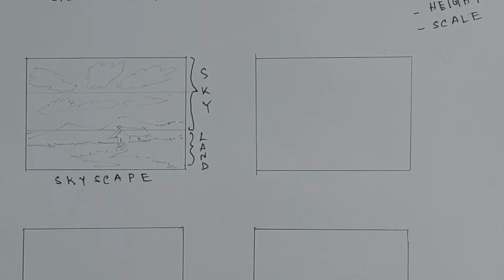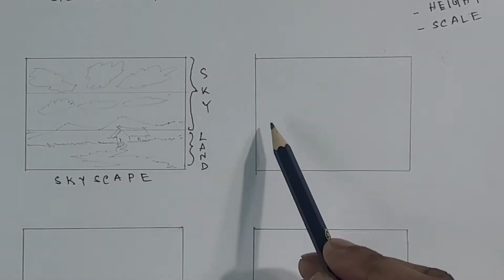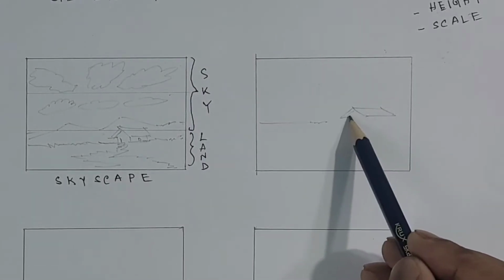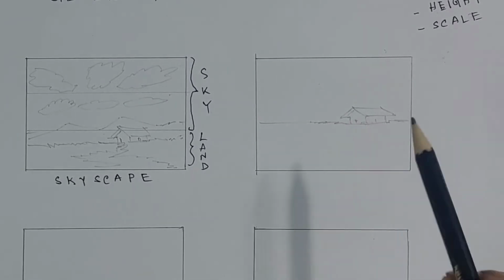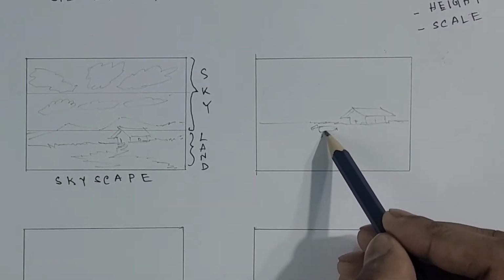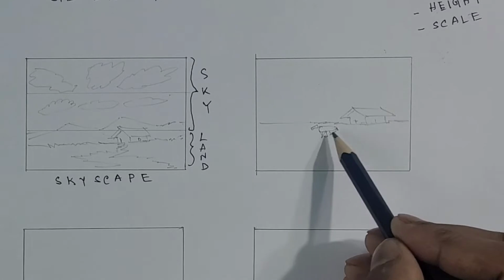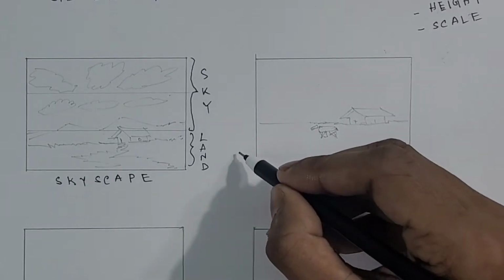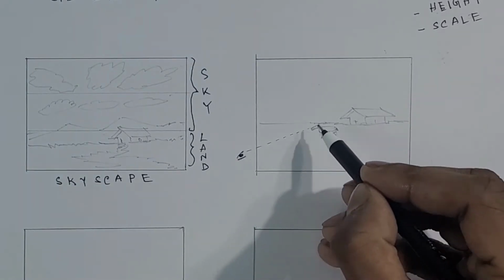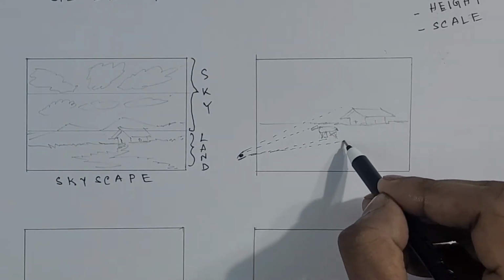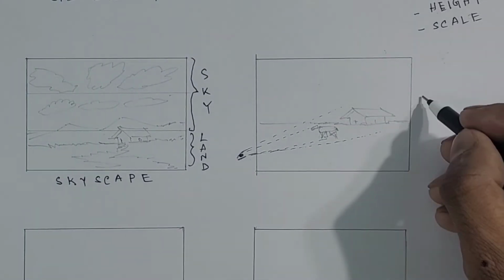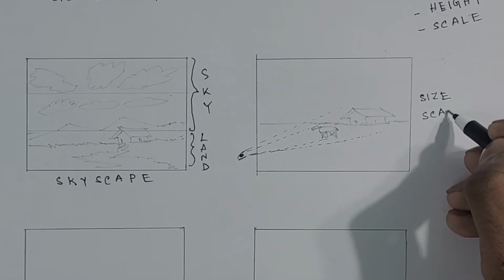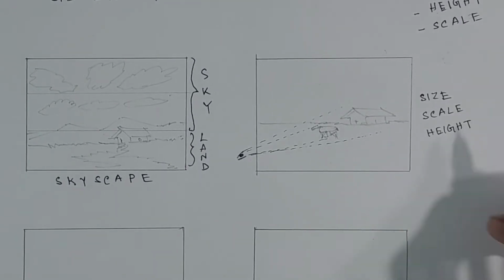Now we are going to understand the importance of animals and birds in the painting. When we add an animal in the painting, it also gives a similar effect as when we add a man figure. Similarly, our logical mind compares the other objects with the animal. It's a clear understanding of size, scale and height.